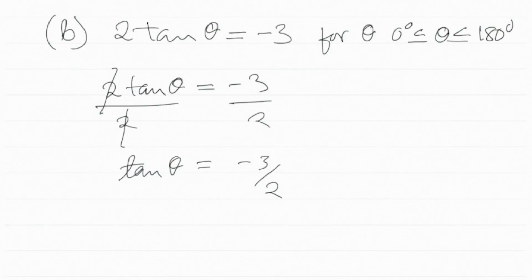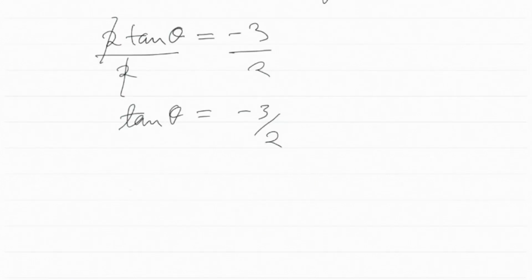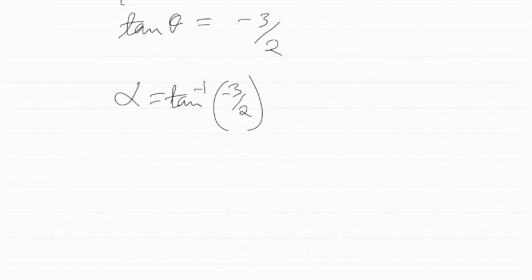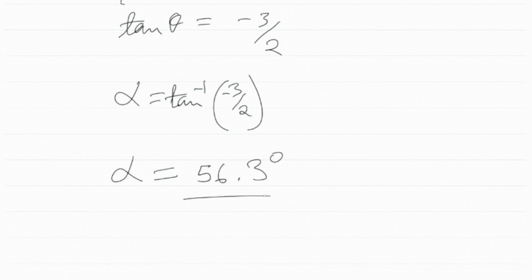Now we want to find the angle. And the angle here we're going to say tan inverse of -3 over 2 will simply give us the theta, the angle which we are looking for. When you punch your calculator to find the tan inverse of -3 over 2, we are going to have 56.3 degrees.